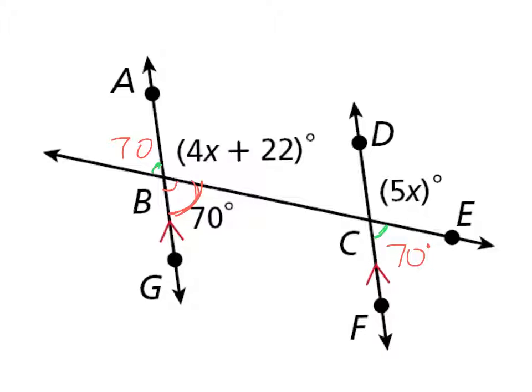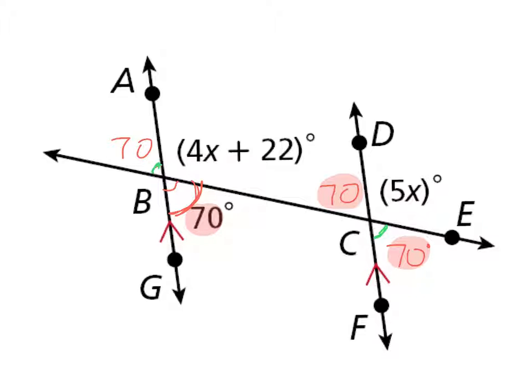And there's one more that's 70. DCB, right? This one here. I could either use alternate interior angles with this one, the alternate interior angles theorem, or I could use vertical angles with this one and this one. Okay, so there's a lot of ways to justify it.